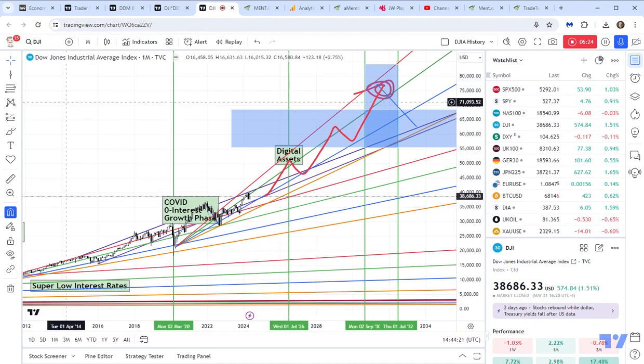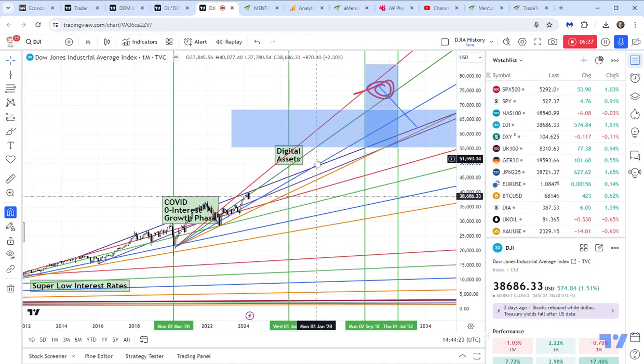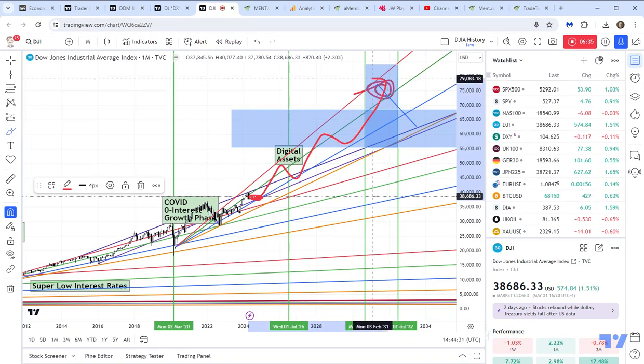Very strong, so let me try to redraw this again. We could consolidate into here, into the election, sideways, but eventually we're going to move up, up, up into this area, $75,000, $80,000 on the Dow Jones, and it's going to be an incredible rally.